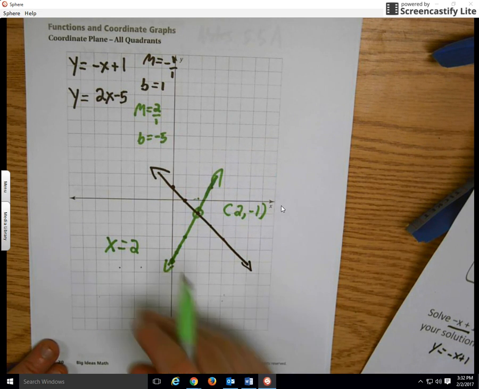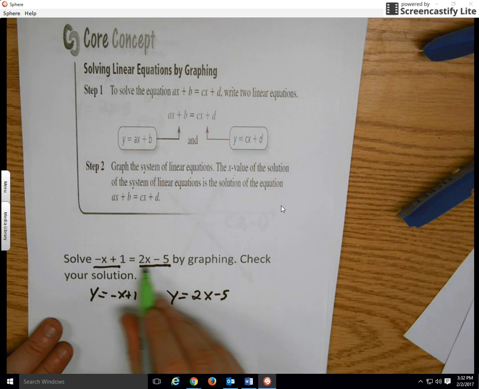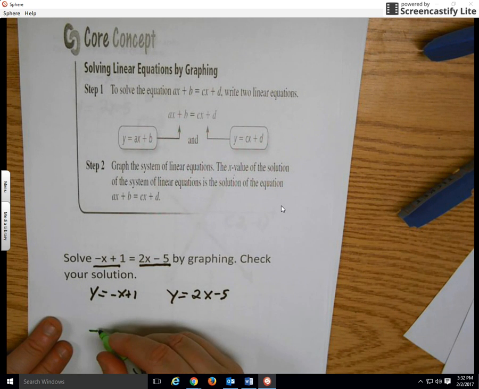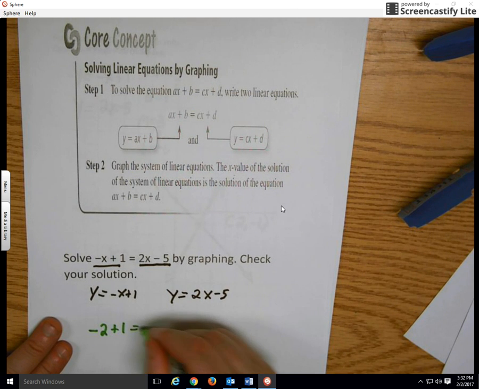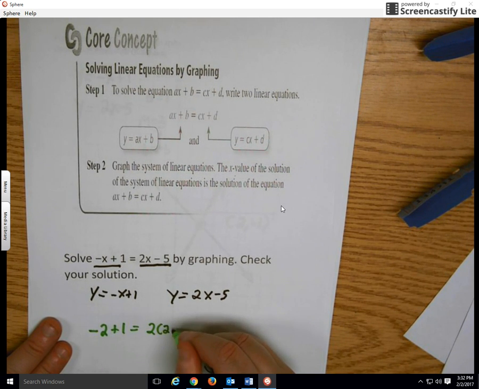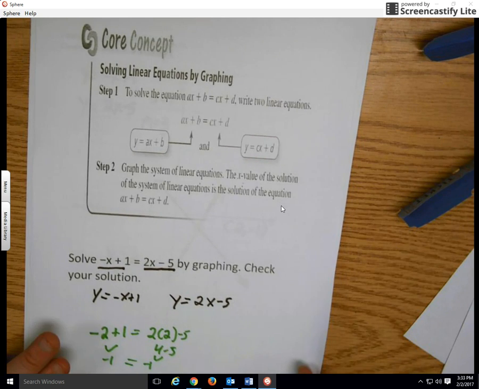So the original equation is up here. Negative 2, remember x is 2, plus 1 equals 2 times 2 minus 5. This would be a negative 1. This should be 4 minus 5, which is also a negative 1. Oh, it does work out. Both sides equal negative 1. We did it right. Good job.